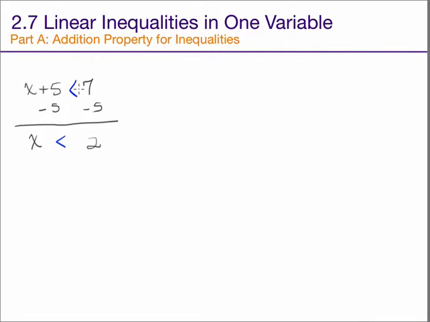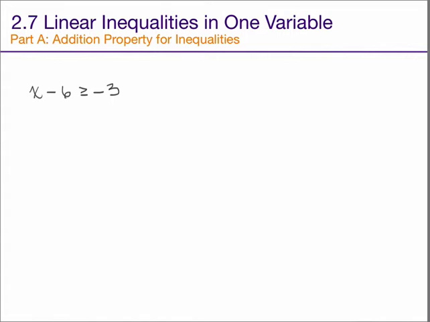If I take 5 from both sides, I learn that the number that's my cutoff point for all the numbers I can add 5 to and still end up less than 7 is 2. I have to pick a number less than 2 for this to be true.